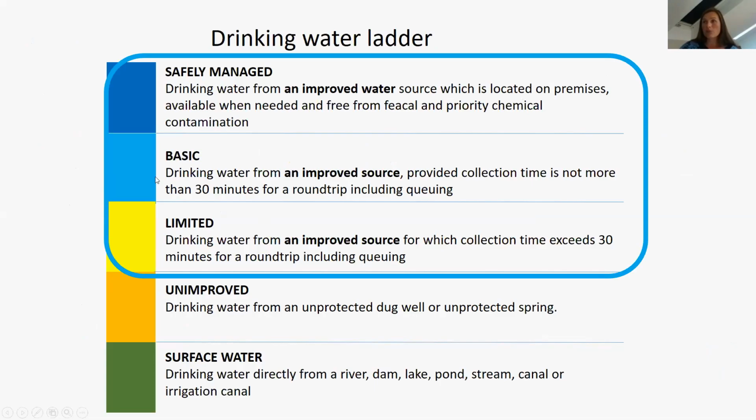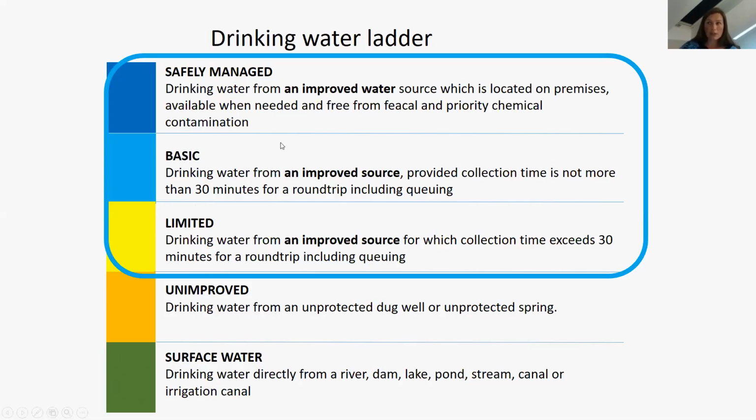So there are basically improved and unimproved systems. Unimproved systems are the systems which are using unprotected dug wells or unprotected springs, or this is also surface water. While for drinking water, which is kind of accessible, there are three different levels: limited, basic, and safely managed. For limited, we think of an improved water source, but which is far away and which collection time exceeds 30 minutes for a round trip, including queuing.